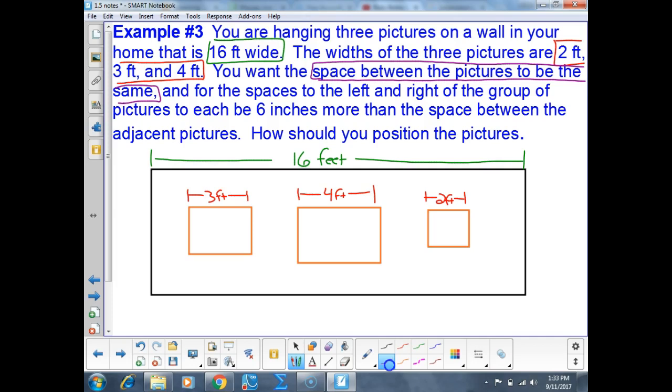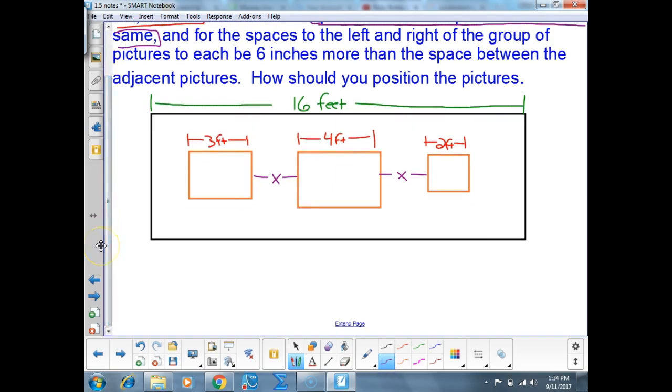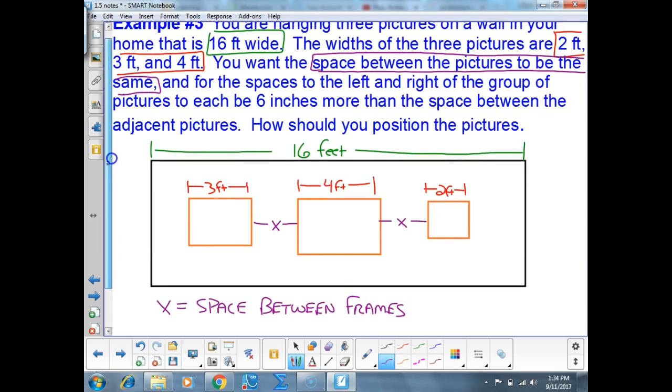No. So what do we want it to be? I can't make it be 6 inches, because I don't know what it is. If I know it's going to be 6 inches, then I can put 6 inches and then we're done with the problem. We want it to be what? X. I want it to be X, because I don't know what it is. So then we should probably define what X is. So X is the space between the frames.